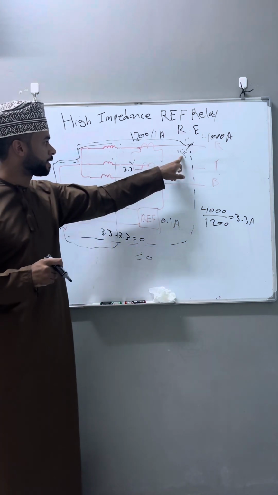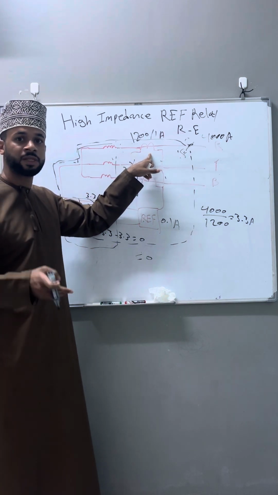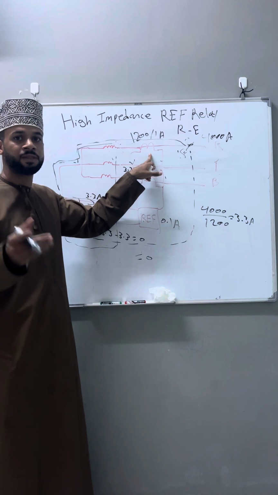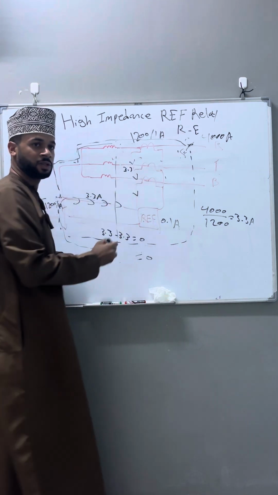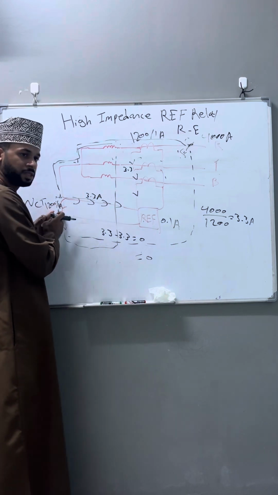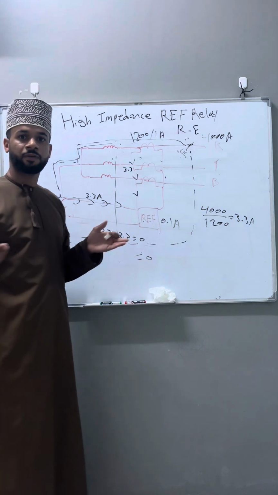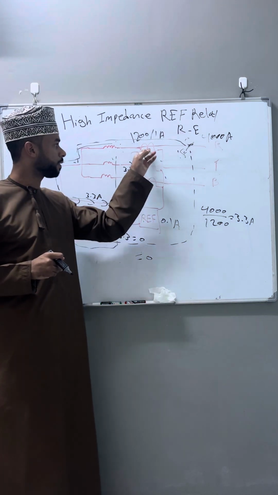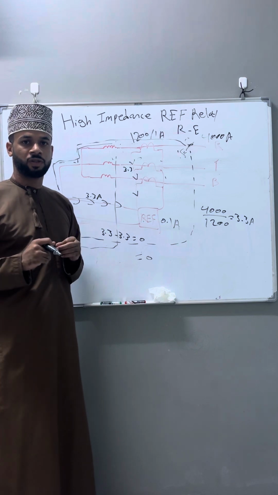So assume the fault is happening here. This CT will see the fault, but assume this CT is saturated. Meaning if the CT is saturated, the secondary current will be zero. So the current will be zero here. So only the neutral CT will see the fault, and 3.3 amp will go to the RAF relay. So the RAF relay will operate, due to what? CT saturation. So how do we avoid this issue?